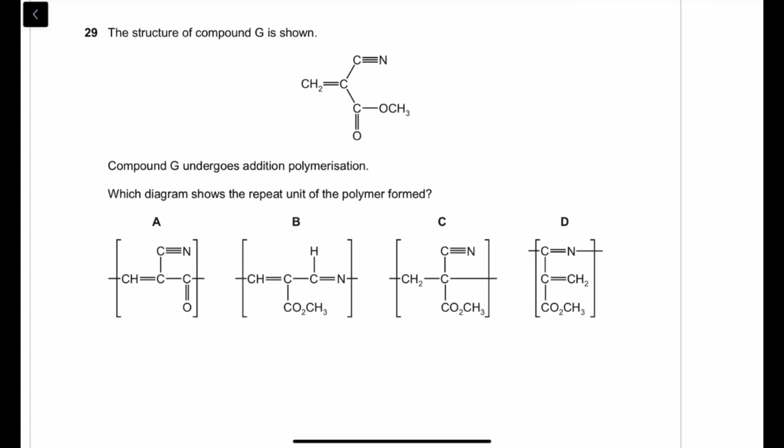Question number 29. The structure of compound G is shown. Compound G undergoes addition polymerization. Which diagram shows the repeat unit of the polymer formed? If we take a look at our monomer, what happens in addition polymerization is the double bond between two carbon atoms breaks, not this one and not this one. So this double bond breaks, and then we get a big long line here and a big long line here, and this will just be a single line. If we take a look at our options, the one that fits that is option C.